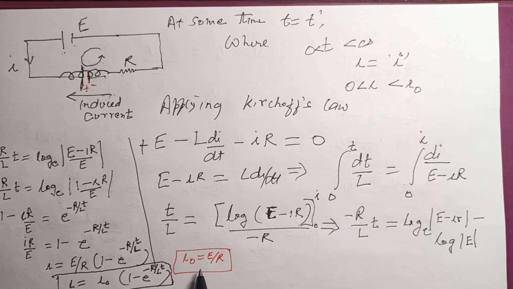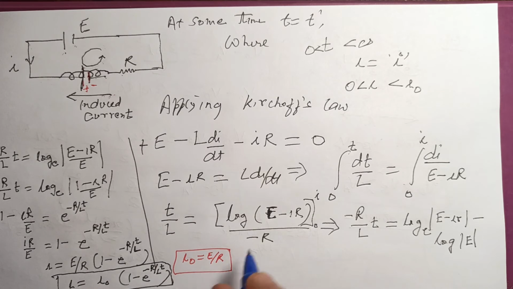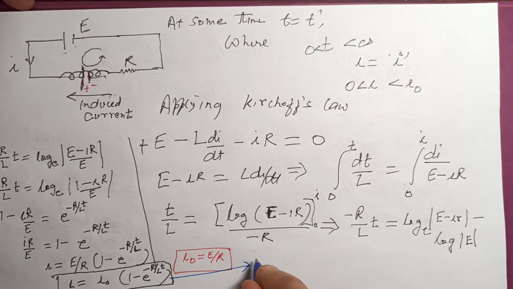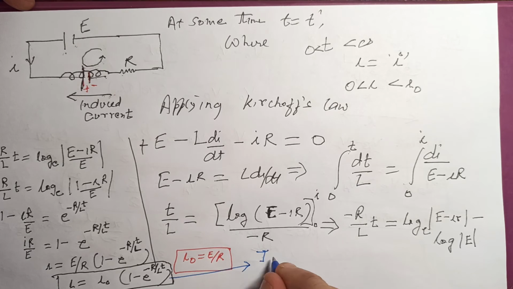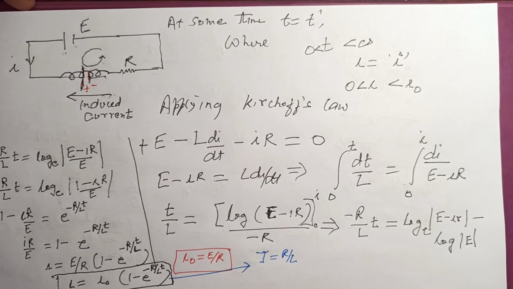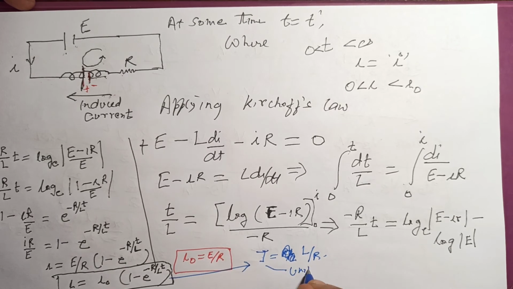maximum current, which I have written here, I naught is equal to E by R. One more thing, now what they have done is, this R by L, let me put it this way, let tau is equal to R by L. So if, okay, I'm sorry, tau is L by R. Tau is L by R, and this has unit of time.